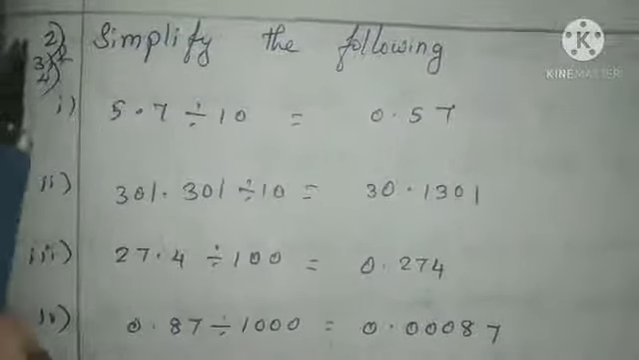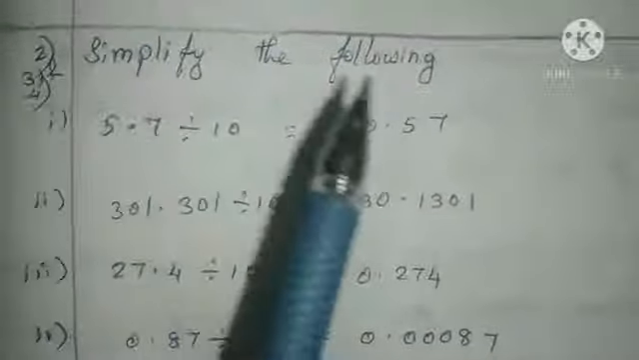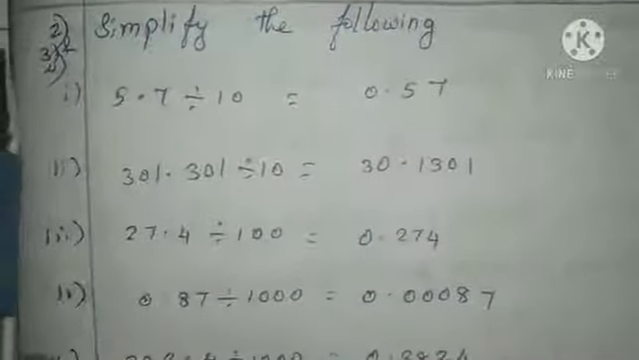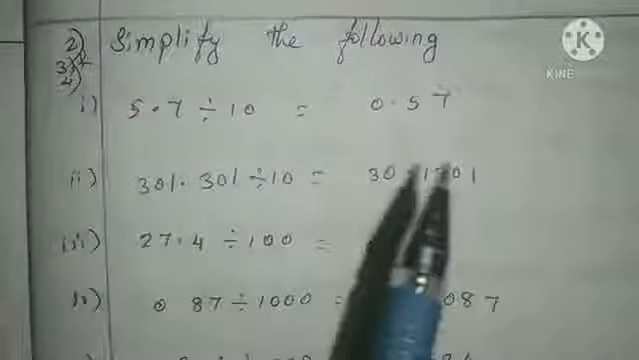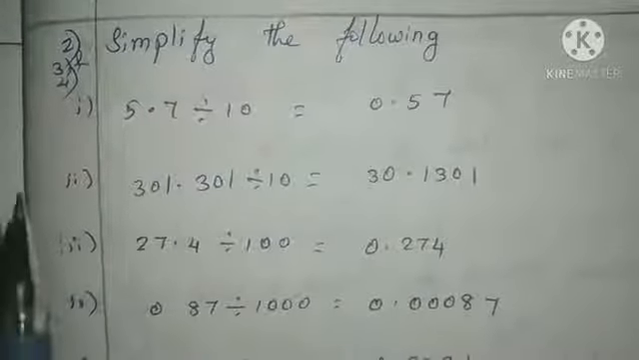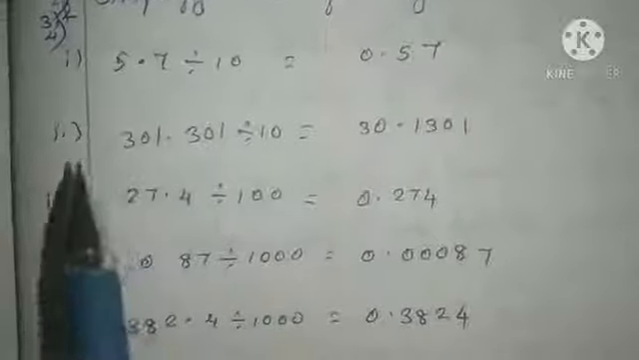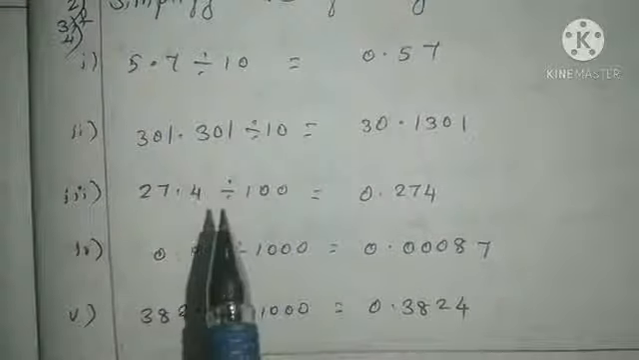The next second, third and fourth sums are simplify the following. Second sum, divide the decimal number by 10. And the third sum is divide the decimal number by 100. And the fourth sum is divide the given decimal number by 1000. Let's see how to divide the given decimal numbers by 10, 100 and 1000.